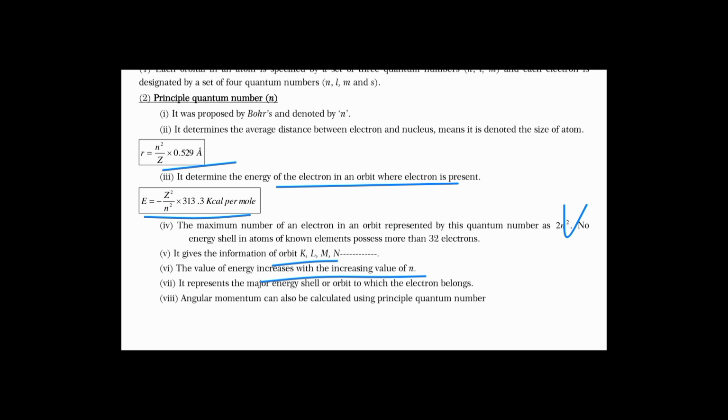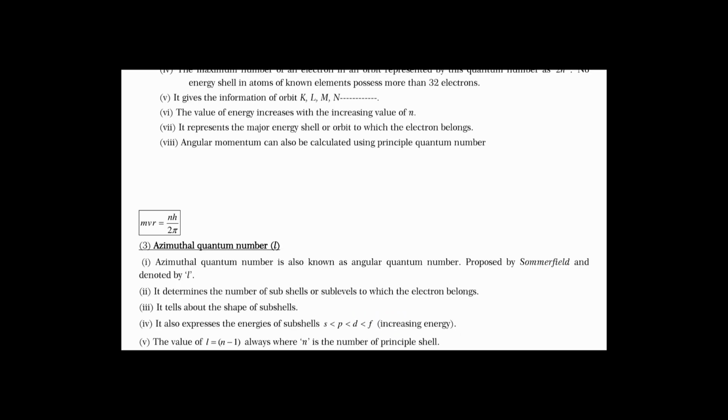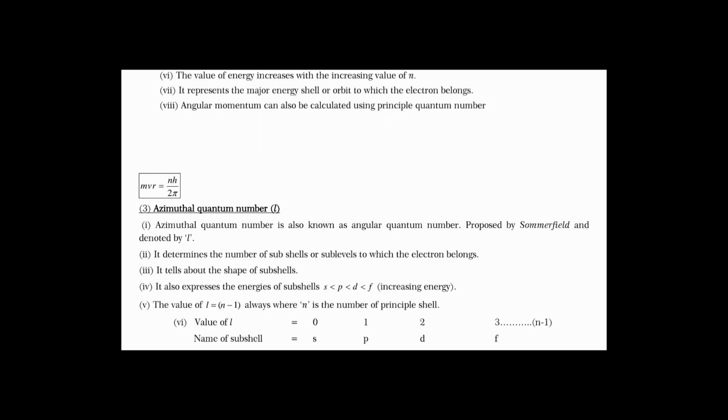It represents the major energy shell or orbit to which the electron belongs. Angular momentum can also be calculated using principal quantum number. Now, the azimuthal quantum number. This is for angular momentum.